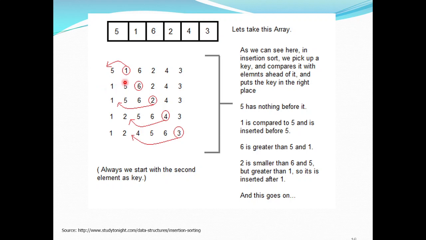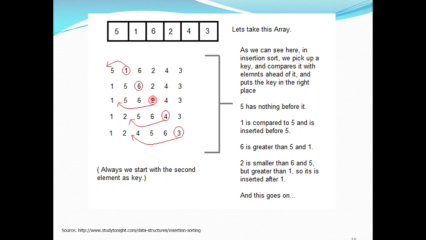Now we move to the third element, 6. So 6 is compared with the first element. Is 6 less than 1? No. Is 6 less than 5? No. So 6 remains as it is, not going anywhere. Now we move to the next loop and move to the fourth element.